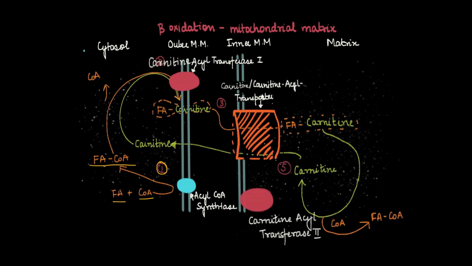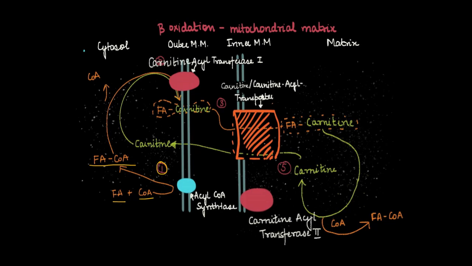In the second step, this carnitine acyl transferase will come into action. How? It will help in the transfer of carnitine molecule onto the fatty acid molecule. So there will be a removal of coenzyme A. हमारे पास क्या बच जाएगा फिर? Fatty acid carnitine complex.